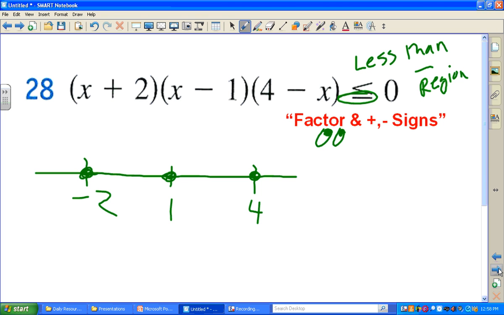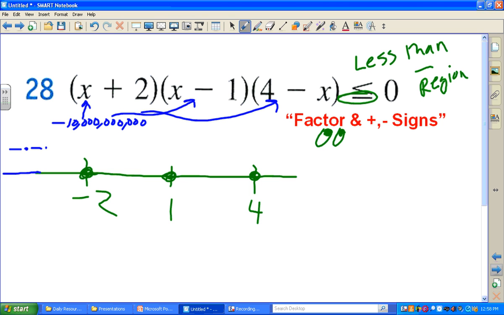Now I do test points. If I pick a number like -10 billion, the first factor, will that be positive or negative? If I put -10 billion in for that, it'll be negative, right? And this second factor will be what? A negative. And the third factor will be what? Positive. So if I multiply all three factors together, this entire region would turn out to be a positive region, wouldn't it? Is that what I want in my solution? No, it's not. I want the negative region.